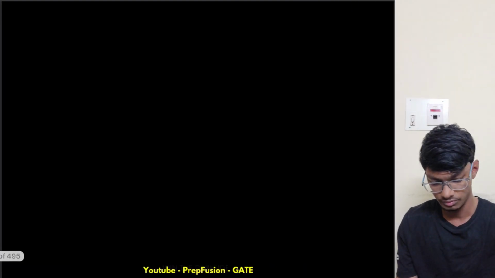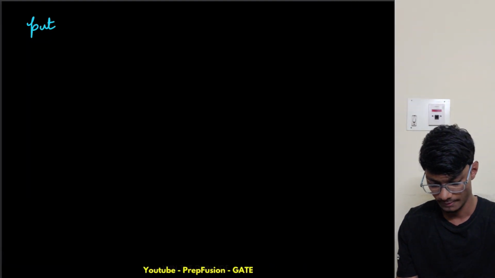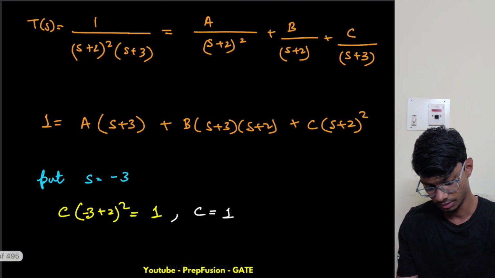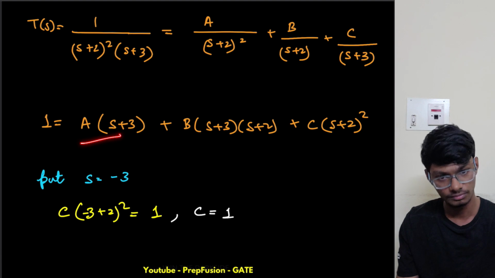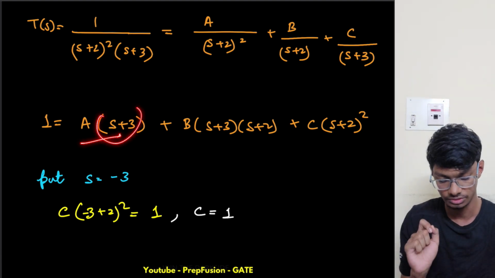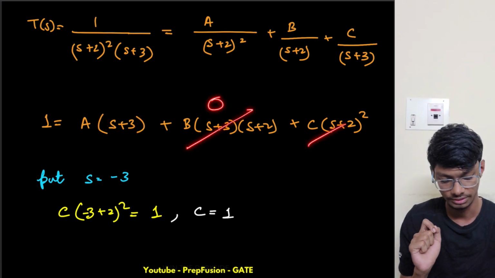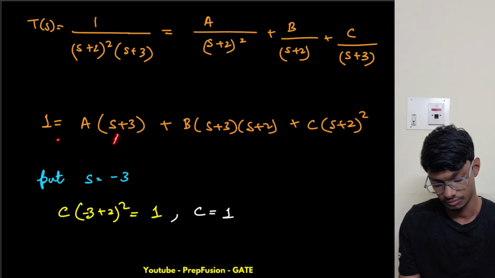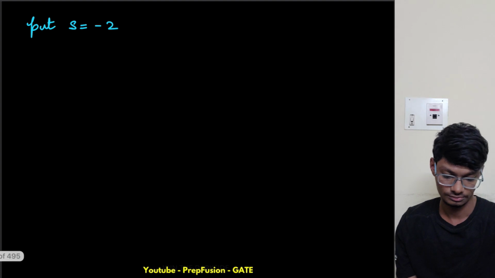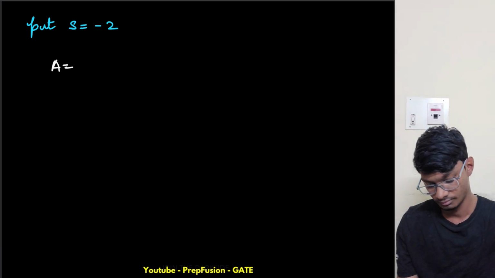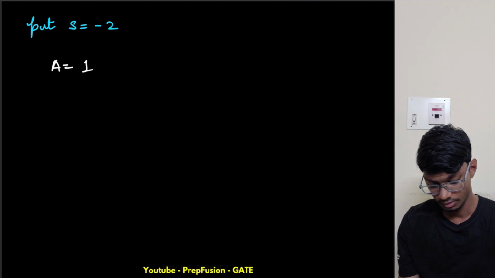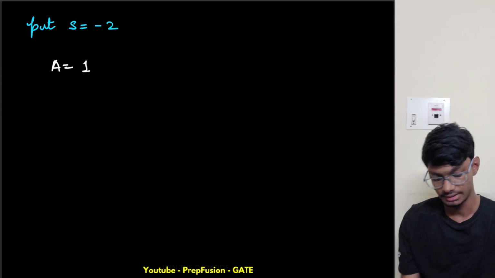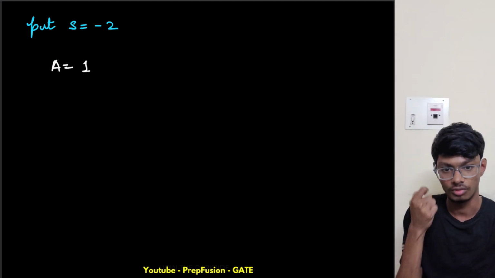Now what you will do, put s equals to minus 2. If I put s equals to minus 2, this will remain because this is not going to 0. This will be going to 0 and this will also be going to 0. So we'll have a into 1 equals to 1, so a equals to 1. And c is also equals to 1, right? Now how to find b?